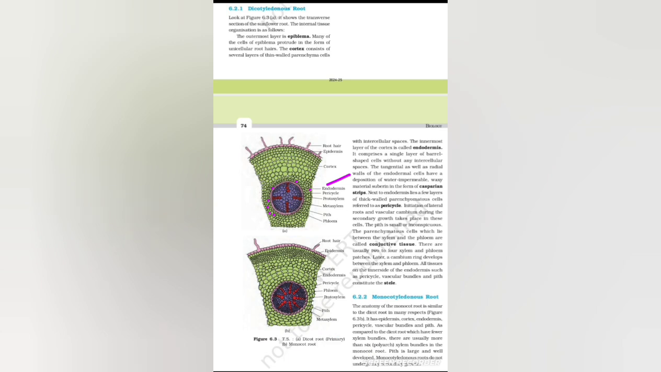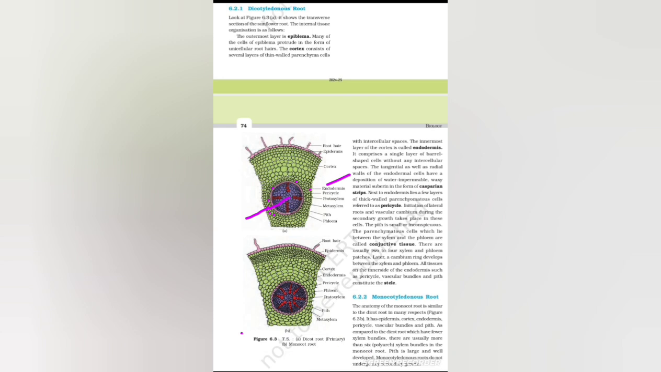From this pericycle, the insertion of lateral roots and vascular cambium, which is responsible for the secondary growth, take place. This vascular cambium and also lateral roots arise from these places. In dicotyledons, the pith is very small in nature.